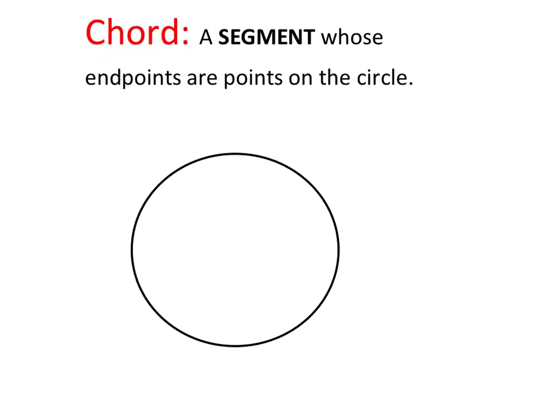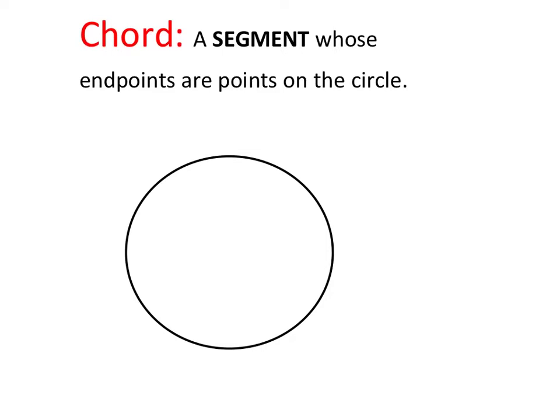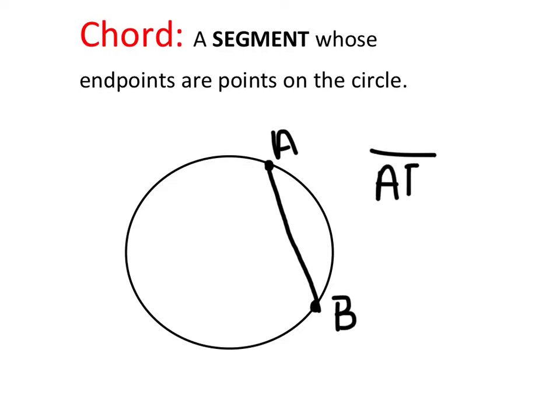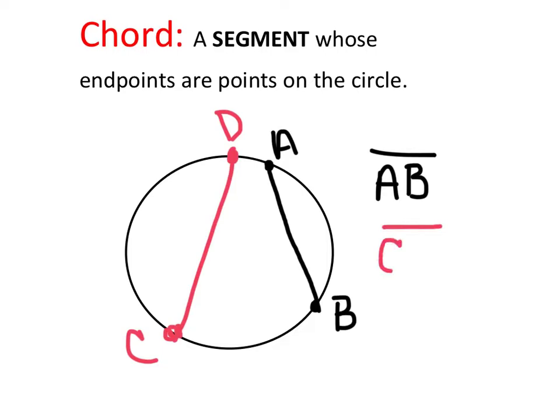Next we have a chord. A chord is a segment whose endpoints are points on the circle. Notice a chord stops at these endpoints. So we would name this chord segment AB is a chord. The endpoints are points on the circle. Another chord could be from here to here. That would be CD. Segment CD is a chord.